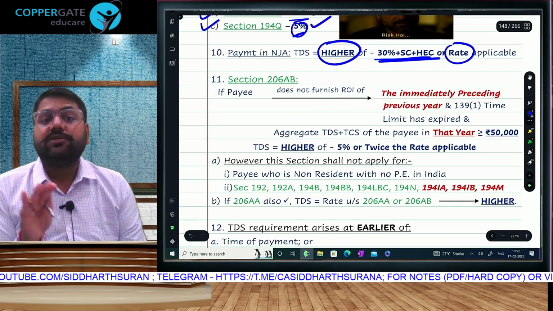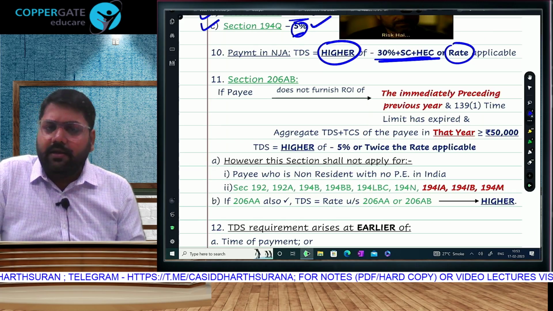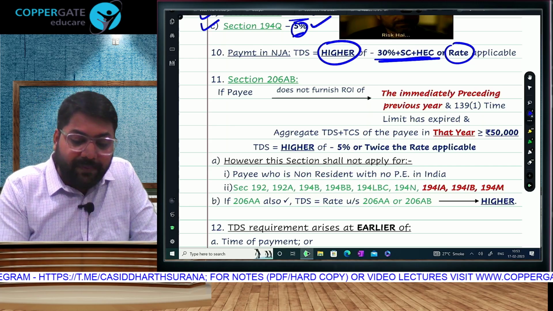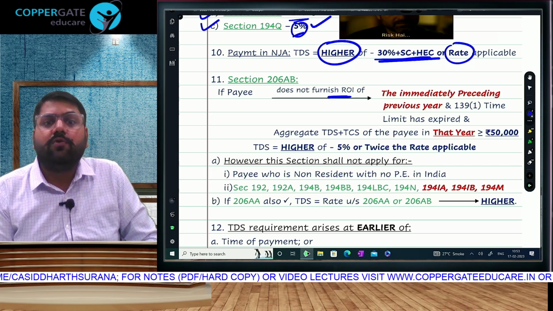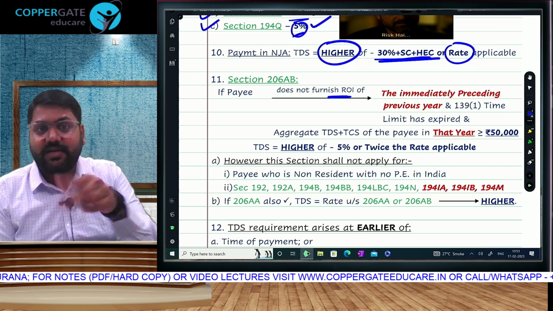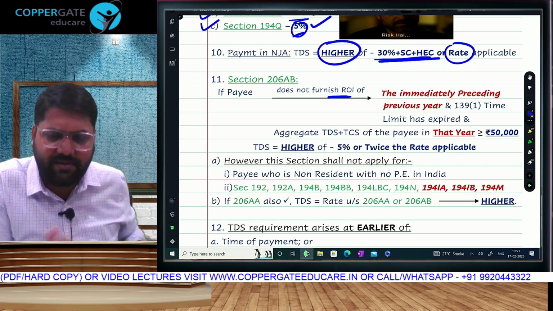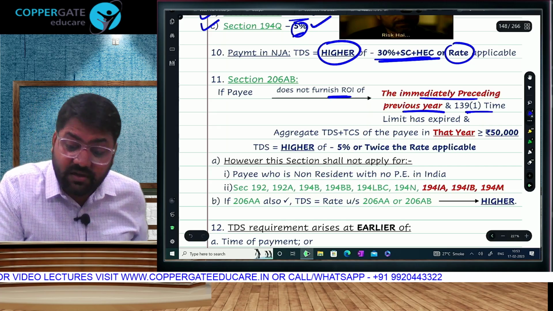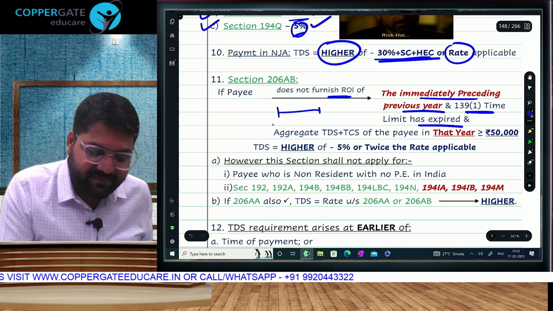Next, this was a consequence, means higher rate 20% for non-furnishing of PAN. Now our government also wants to target non-filers of ROI. If the payee has not furnished ROI, now here there is an amendment. Till last year the rule was, if you have not filed ROI for 2 years, then you will have higher TDS. Now the amendment is, if you have not filed the return of just the immediately preceding previous year, and that year's 139 time limit has expired. This is important to understand. Now supposing your exam's previous year is 22-23.